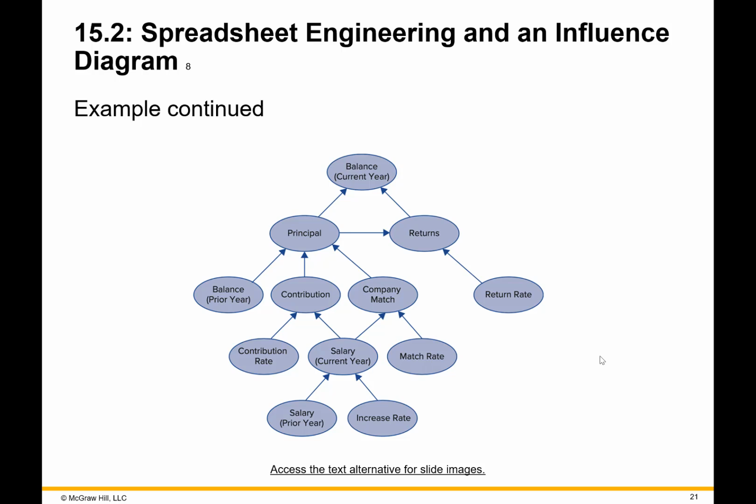Here is the influence diagram. The target output of Claire's spreadsheet model is the ending balance, which is the balance of her retirement account over a 30-year period. And it's at the top, as you see in the figure. The input variables for the model include Claire's annual salary, which is salary; contribution rate as a percentage of annual salary, which in the diagram is contribution rate; the company's match as a percentage of annual salary, which is match rate; salary increase rate, which is increase rate; and annual investment return rate, which is return rate. And these are all displayed in the influence diagram.